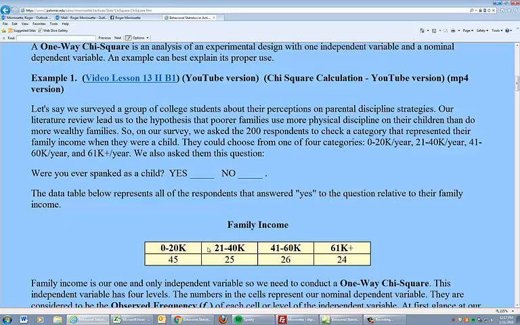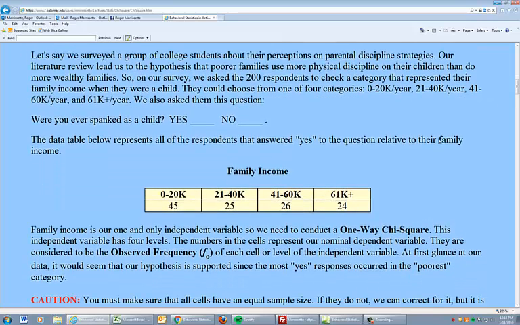So here's what we set up. We have 4 levels of the independent variable. Here's the independent variable, family income. We have 4 levels. Income less than 20K, from 20 to 40, from 40 to 60, and over 60K. And then, were you spanked as a child? Now here's the special setup of this experiment. What's important is that there are 50 subjects in each of these levels. Each of these groups, or sometimes with chi-square we call these cells. So this is a cell, this is a cell, this is a cell, this is a cell. They're also a level and a group.